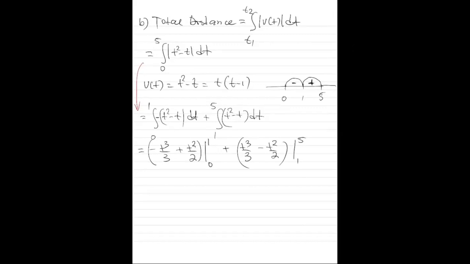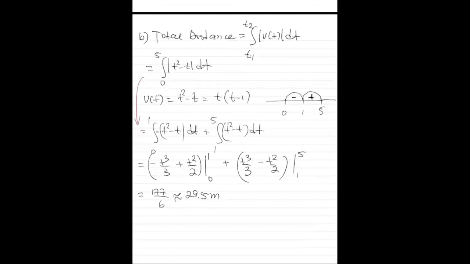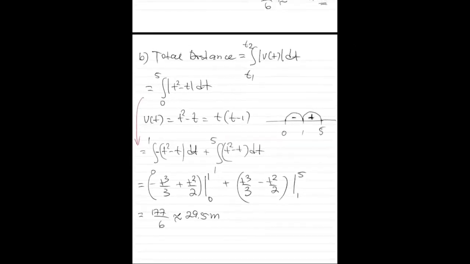So you should get here, interestingly enough, 177 over 6, approximately 29.5 meters. So it's similar, but not exactly. The total distance is always a positive number.